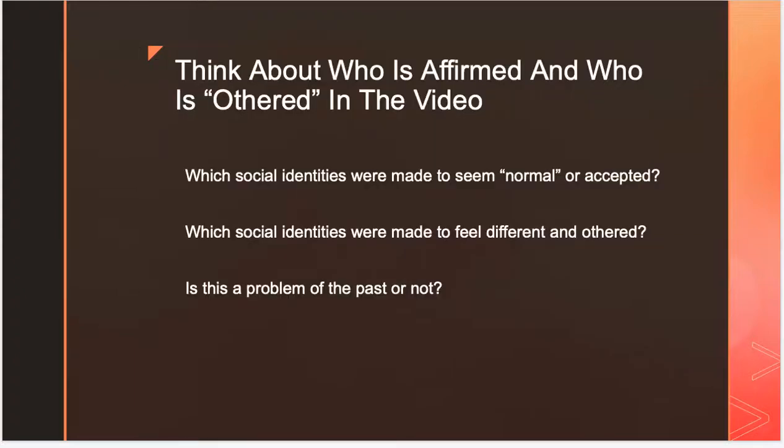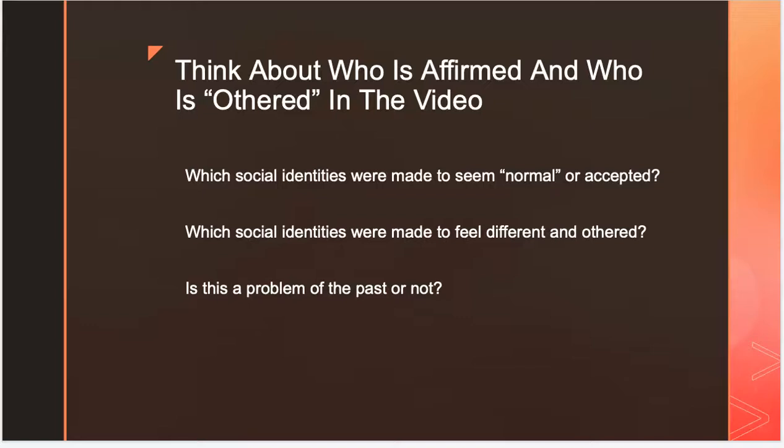So when you look at that, I want you to think about and then consider who is affirmed, like what people of what identities did you see affirmed or appreciated, and who was treated as an outside other? So which social identities were made to see as normal or accepted? Which social identities were made to feel different or othered? Do you think this is a problem that is only of the past, or is it still a problem in the future?